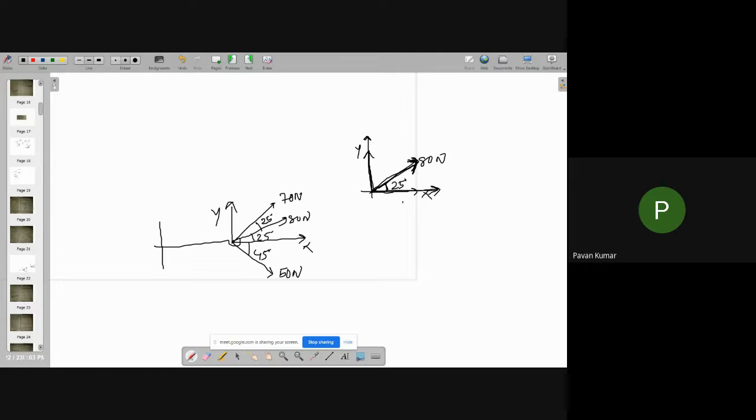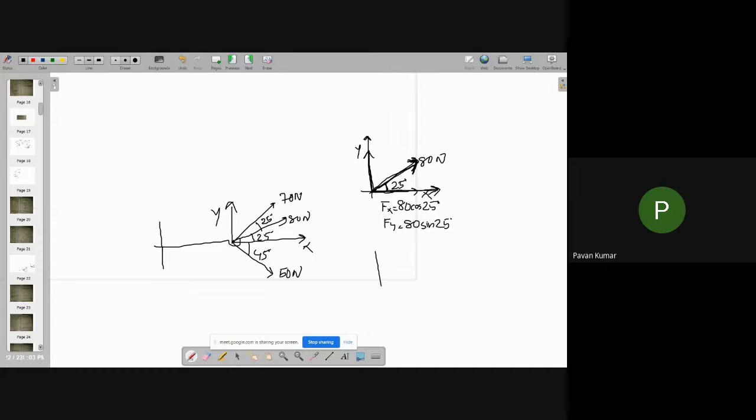So this component will be 80 cos 25. This angle is 25, so this will be cos. So here the fx component is the cos component, and here the y component is 80 sin 25.